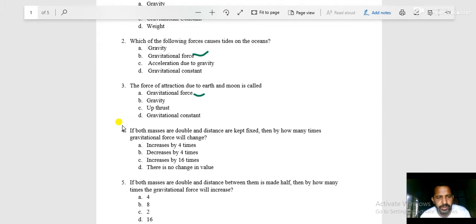And how do you solve this? Both masses are doubled and the distance is fixed. None of the values is given, so think one mass, another mass, and the distance is d. I will make you understand the question and solve it. This is the original scenario. The question is asking what will be the amount of force. I am saying this is F.